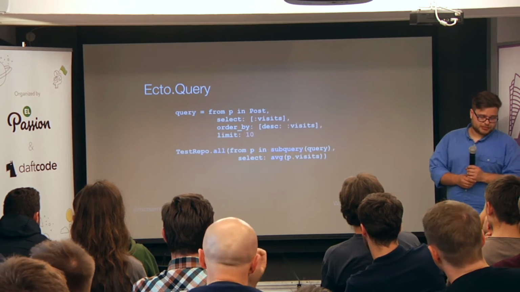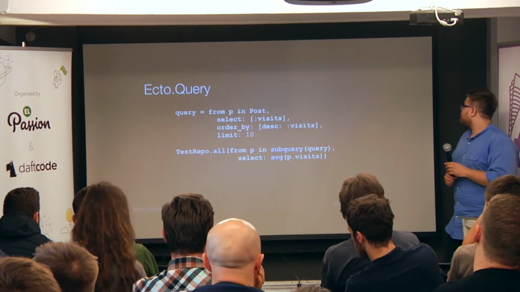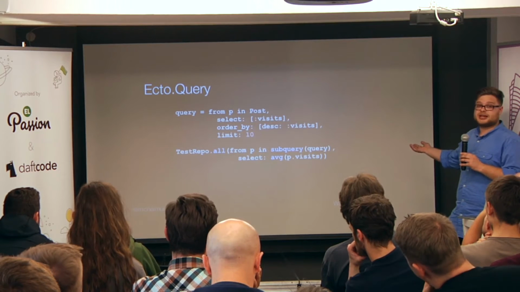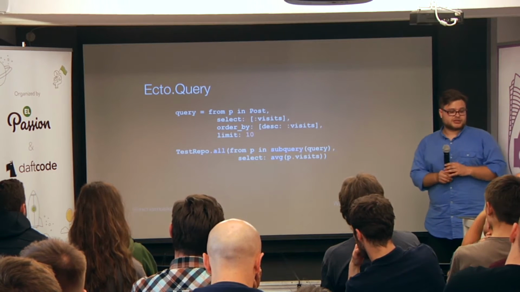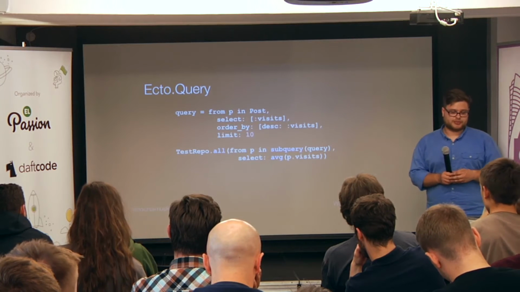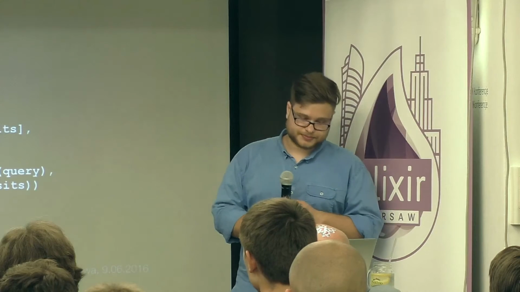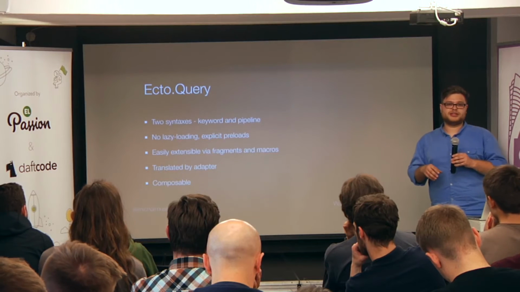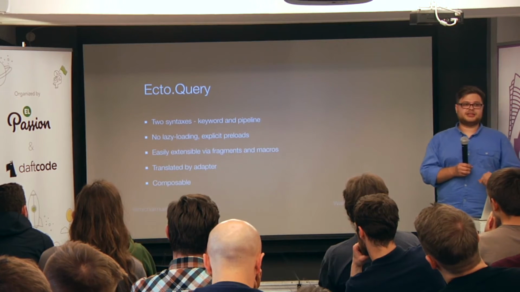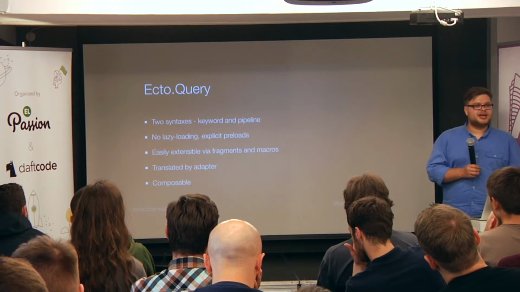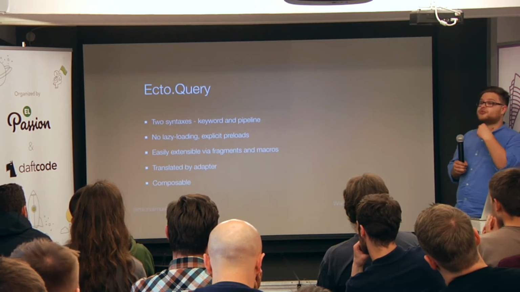There's also support for subqueries. So you can create a query and then use it as a subquery in another one. So it's very, very easy to compose your queries, to build them up from smaller parts. So as we saw, Ecto queries have two syntaxes, the keyword one, the from, and the pipeline one with the Elixir pipeline operator.